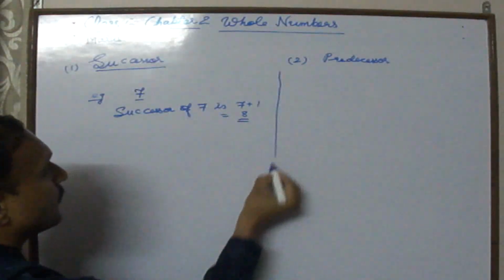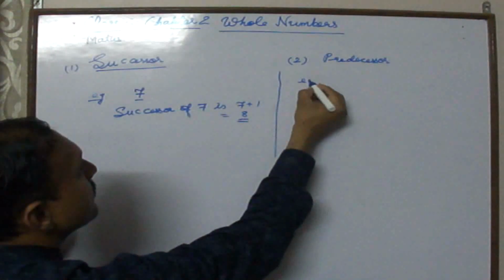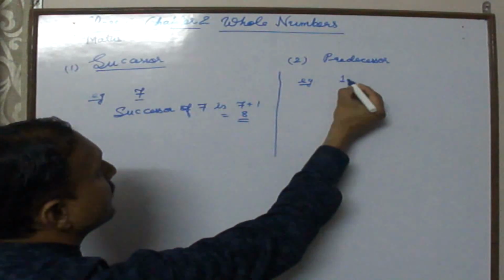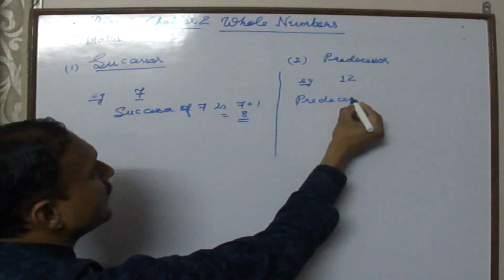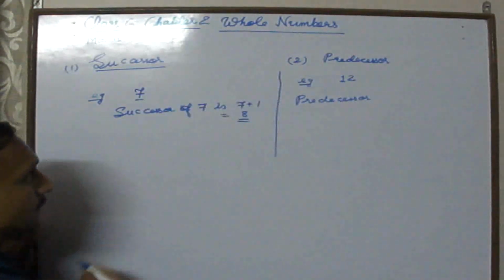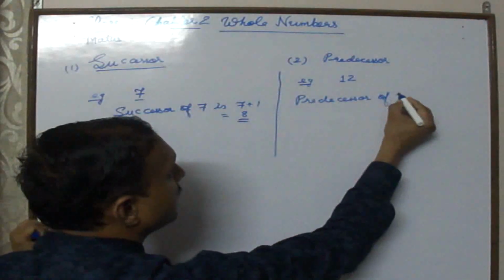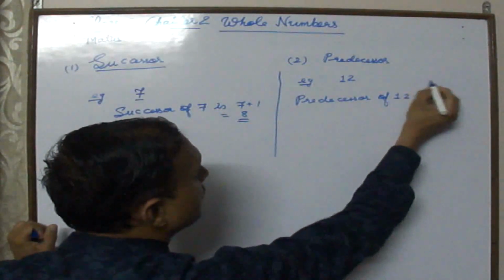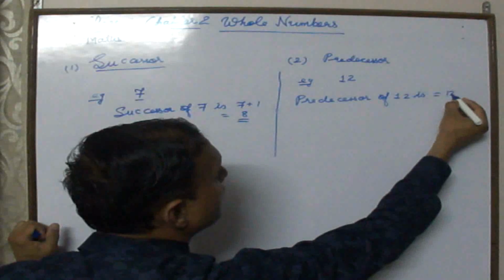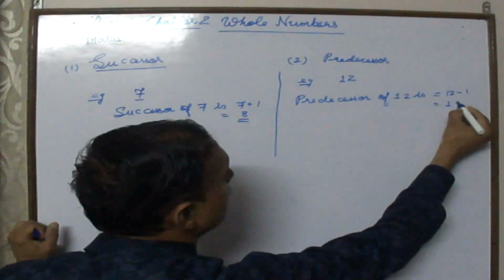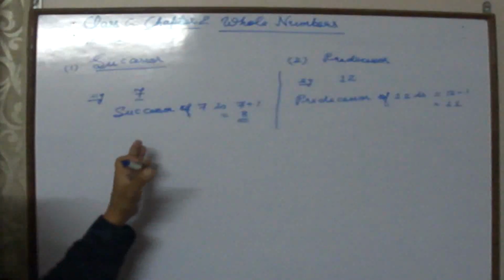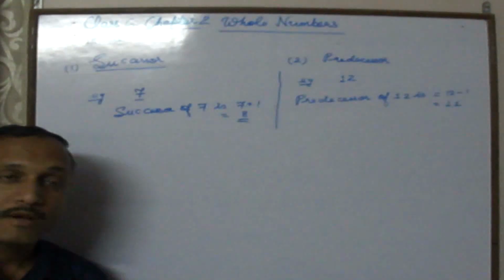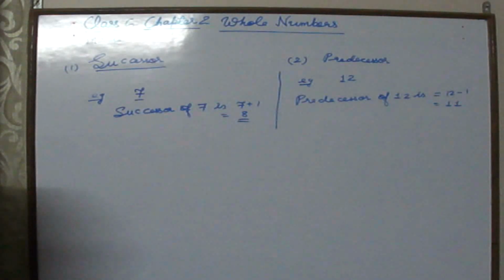And what about the predecessor? Let us take one more example. Suppose I take 12 as the number. Predecessor means the number which is 1 less than the given number. So the predecessor of 12 is 12 minus 1 equals 11. So easily you can find what a successor and a predecessor are: successor is one more than the given number, and predecessor is one less than the given number.